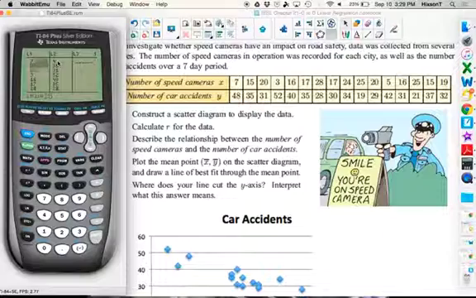Oh yeah, right here. That should be a 48. Okay, let's look at that graph again. There we go, that looks a little better. All right, so there's our scatter plot.